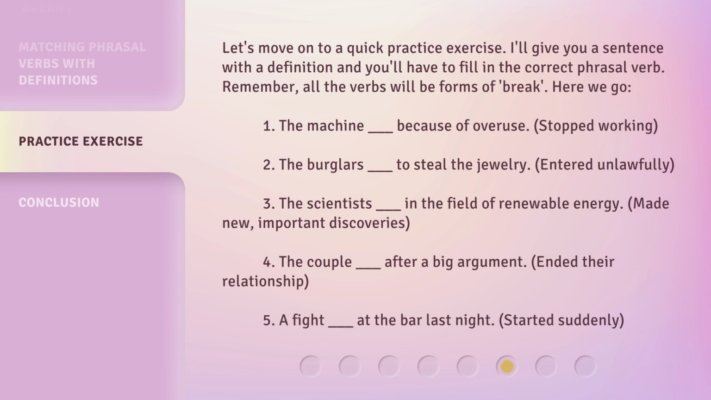Let's move on to a quick practice exercise. I'll give you a sentence with a definition and you'll have to fill in the correct phrasal verb. Remember, all the verbs will be forms of break. Here we go. 1. The machine __ because of overuse. Stopped working. 2. The burglars __ to steal the jewelry.